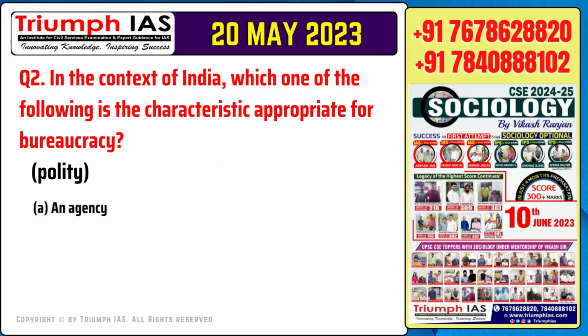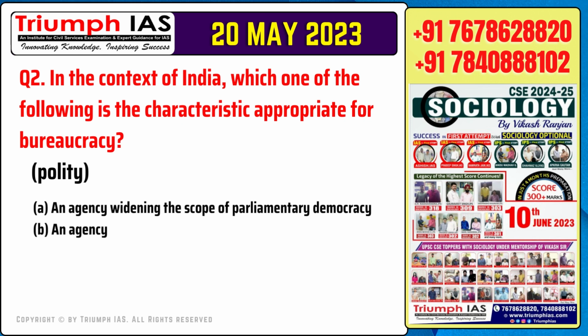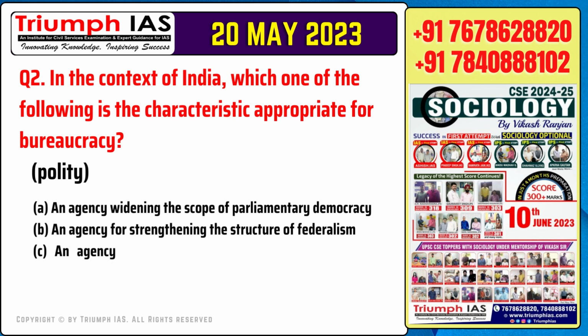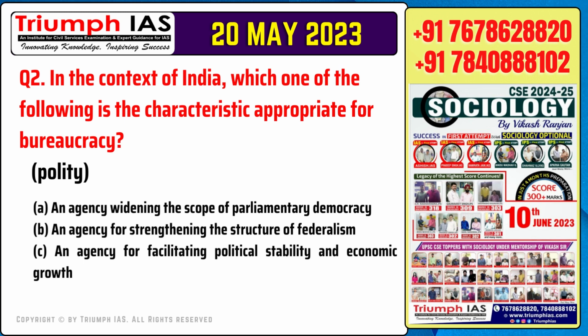Question number 2. In the context of India, which one of the following is the characteristic appropriate for bureaucracy? Option A. An agency widening the scope of parliamentary democracy. Option B. An agency for strengthening the structure of federalism. Option C. An agency for facilitating political stability and economic growth. Option D. An agency for the implementation of public policy.